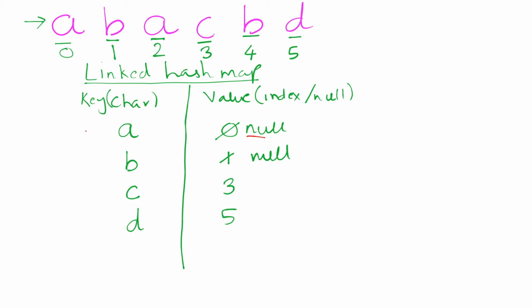The first letter is A, and we see that its value is null, which means that it is not unique. So we skip it and move to the next letter, which is B. Again, we see that its value is null, which means it's not unique. We skip that one as well. And next one, we have a C, and we can see that its value is not null but a number 3, and this is the index of the first unique character in our string.